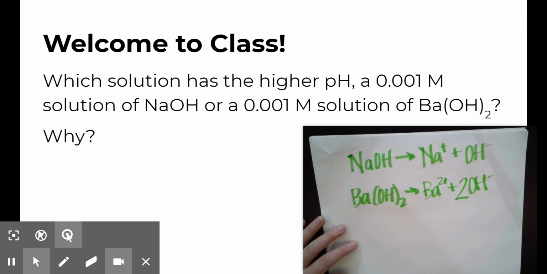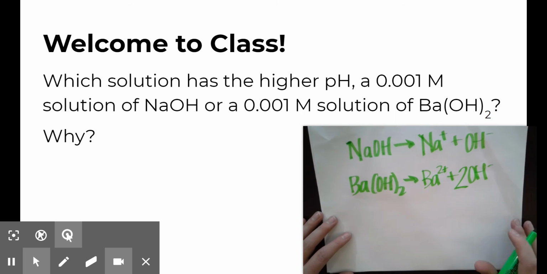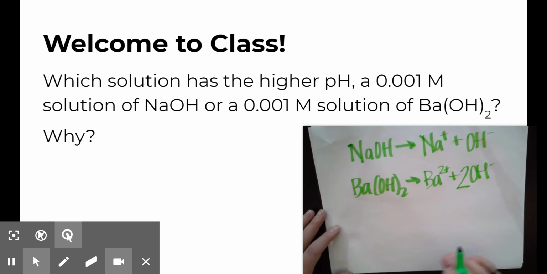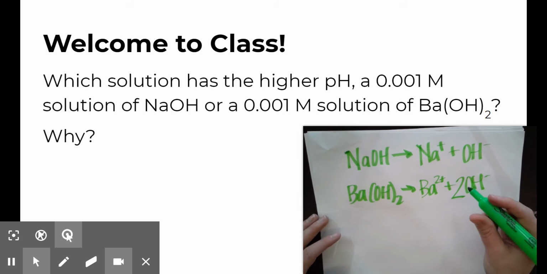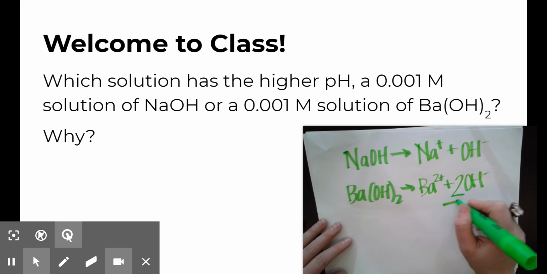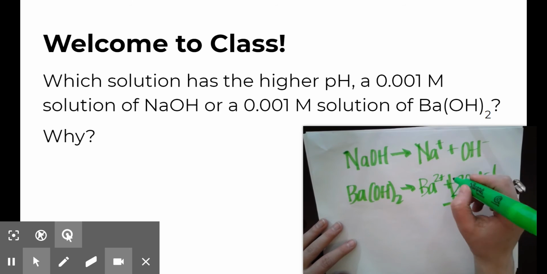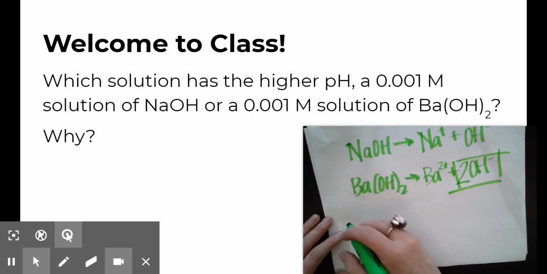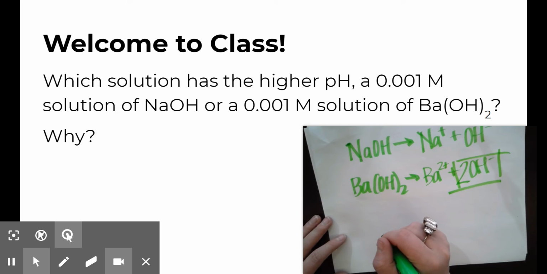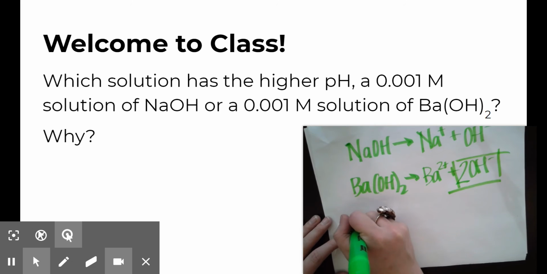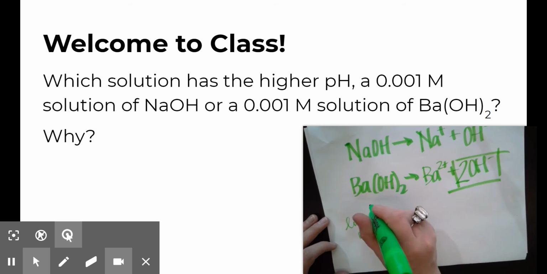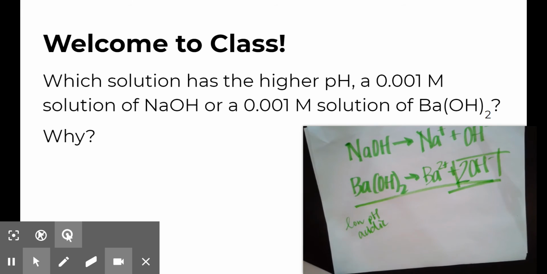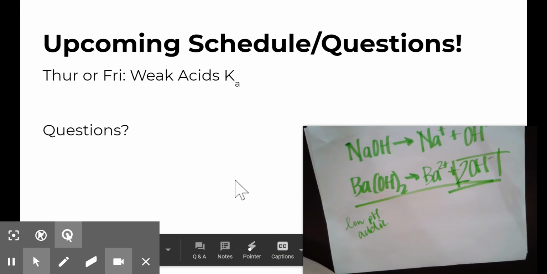Two, right? Okay. So when we think about which solution has the higher pH, let's just think about, hey, which one has more hydroxide ion? Well, I would say definitely more hydroxide happening here with the barium hydroxide. So if something has more hydroxide, let's think about pH. Low pH is acidic. These are more basic, so the higher pH is going to be the barium hydroxide. Okay, I hope that is okay for you.